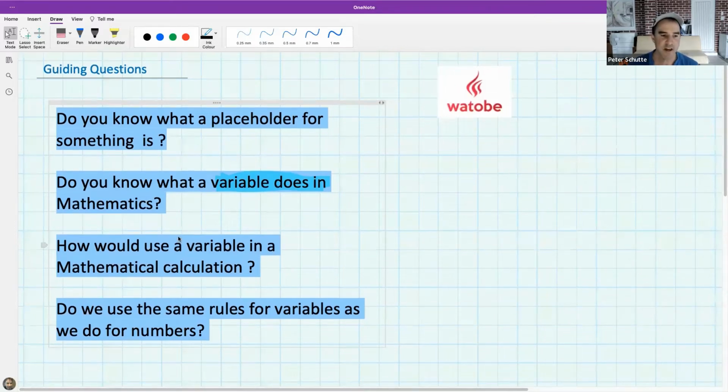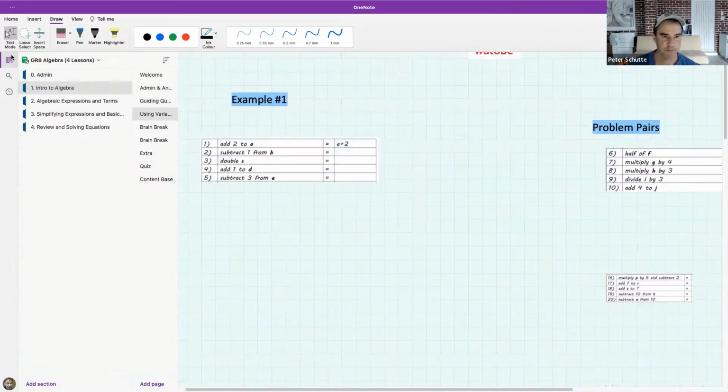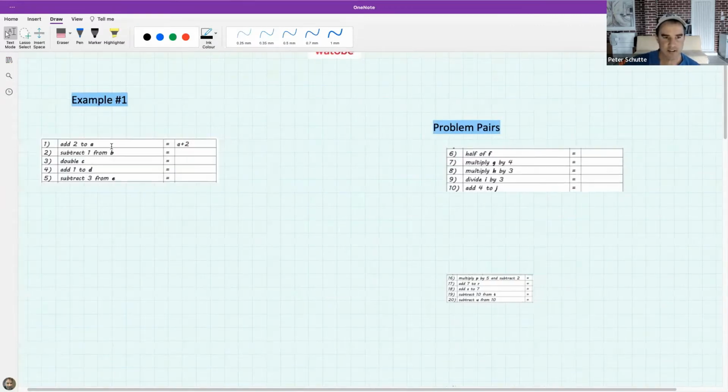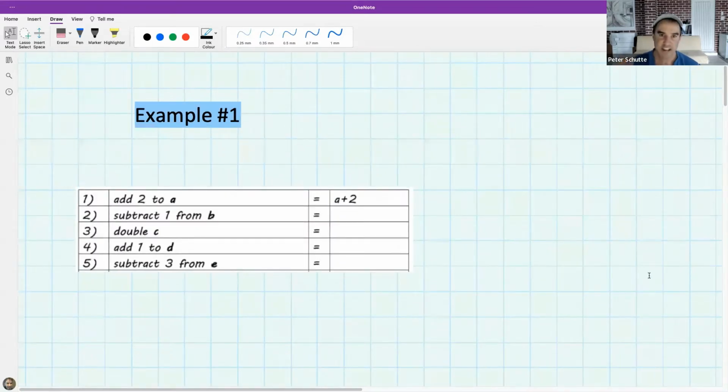Now, the other thing I want to think about is how do you do calculations with something called a variable, and do we use the same rules for variables as we do for numbers? Now, that sounds very wordy. It's much easier if I show you, but I just wanted to bring that to your attention at the beginning. So let's start with this. In all my lessons, I always start with an example where I do it first, and then I give you a chance to practice it yourself.